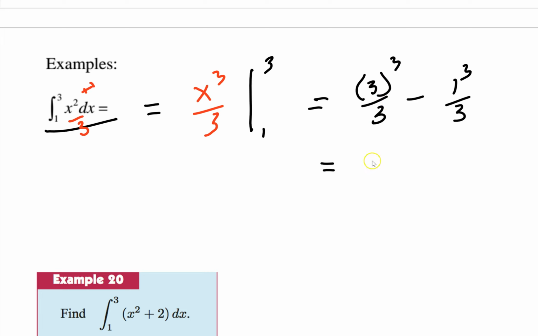Once you do this, you take the power, so 27 over 3 minus 1 over 3, and I get 26 over 3. That's it. That's how you do integration with limits. You integrate like you normally do. If there's limits, you put the top limit minus the bottom limit. That's it. Top minus bottom.